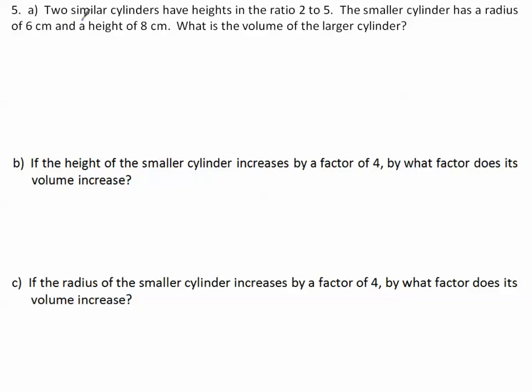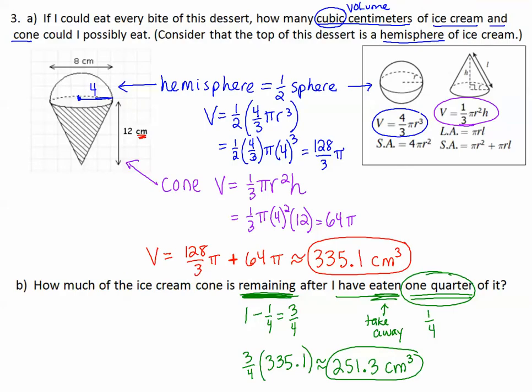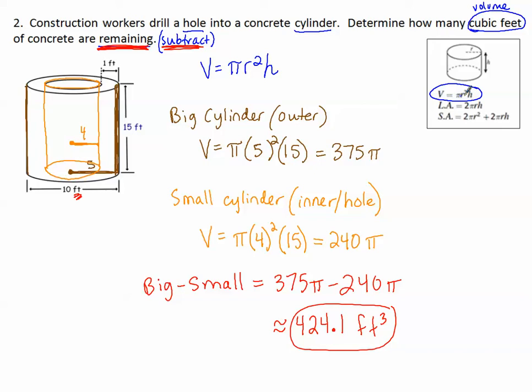Number 5, two similar cylinders have heights in the ratio of 2 to 5. The smaller cylinder has a radius of 6 centimeters and a height of 8 centimeters. What is the volume of the larger cylinder? So we need to find volume of a cylinder. Let's go back to our formula sheet. Here's volume of a cylinder. Volume equals pi r squared h.